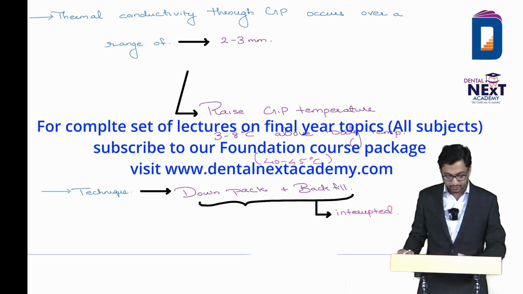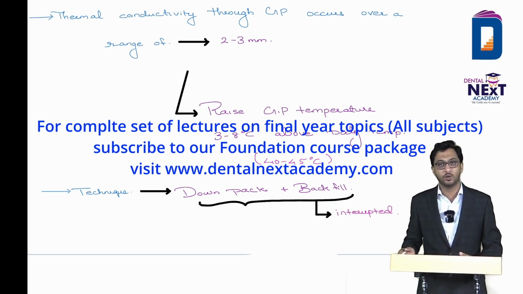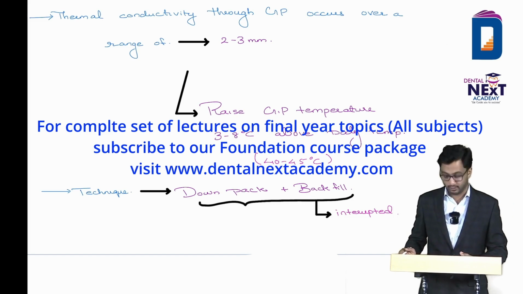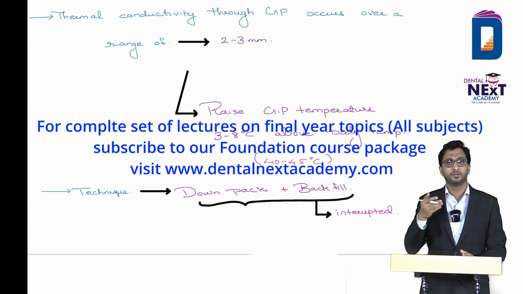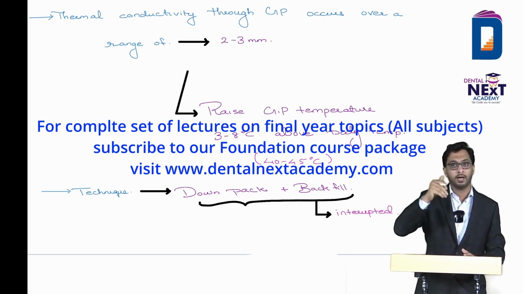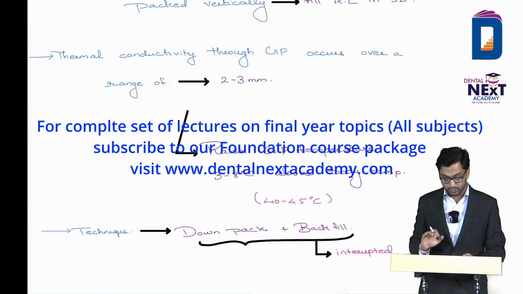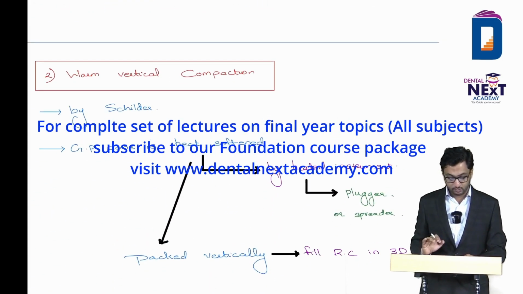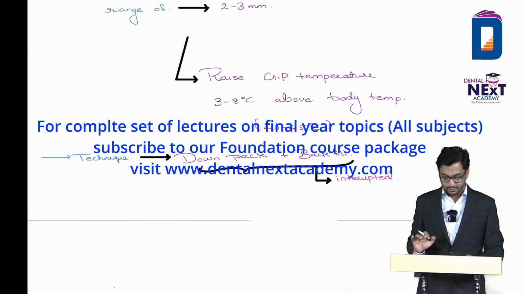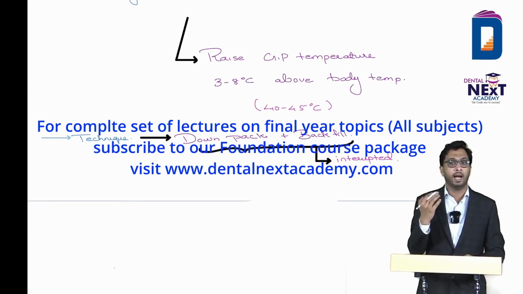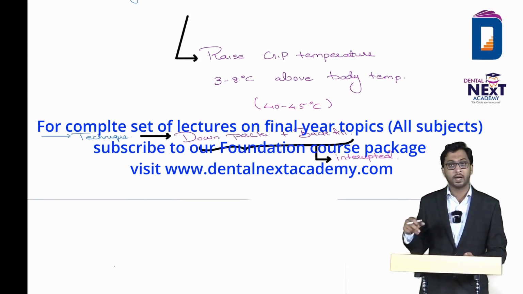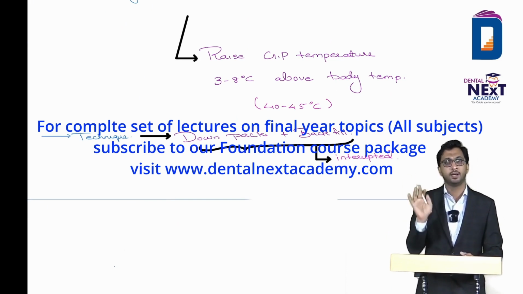And this is compared to the next technique which you're going to study, the continuous wave compaction technique. This is interrupted. Interrupted in between, small segments are placed, whereas in continuous wave it's continuously being packed. You will see that. Just understand, what is very important here is that warm vertical is interrupted. The technique is basically the same for warm vertical and continuous: it's down pack and backfill, but here it is interrupted. There it is going to be a continuous method.